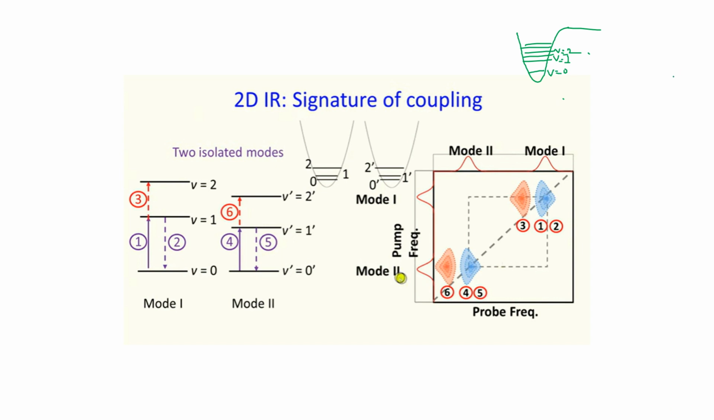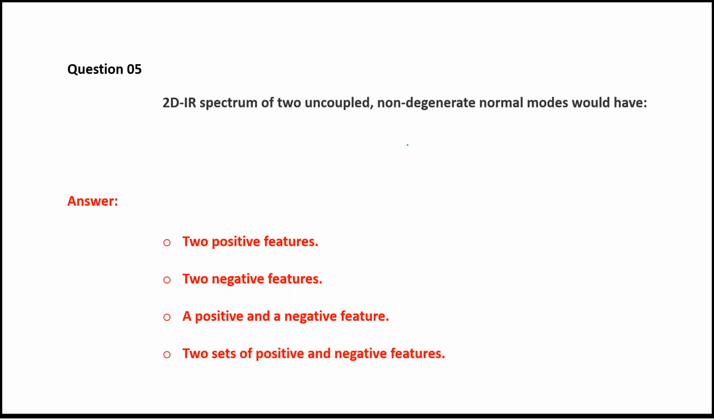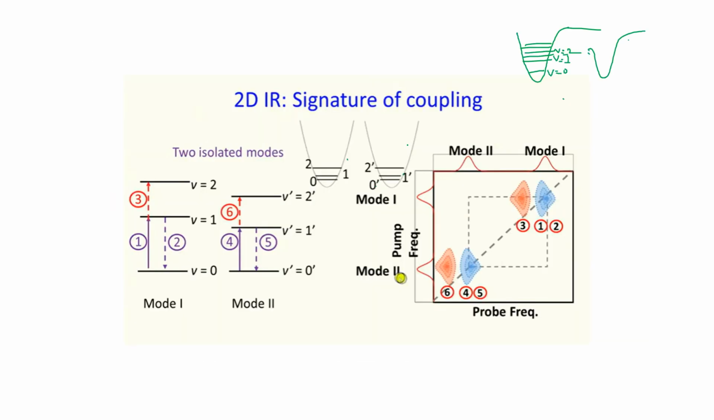Now there is another case where they have two bonds nearby. So how can you draw the two-mode structure? The two-mode structure can be drawn like this. Here 0, 1, 2 and 0 prime, 1 prime and 2 prime are the levels. Okay. Now see what has happened. Now we want to look at how the two uncoupled modes will look in the case of 2D IR spectrum. So there are a few processes, say 1, 2, 3, 4, 5, 6.